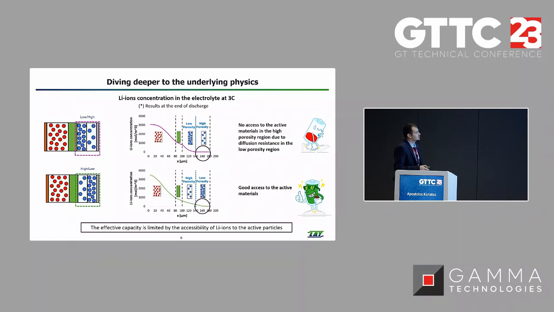Of course, we have not answered yet why the high-low design is better than the low-high. And in order to do this, we have to check the lithium ion concentrations in the electrolyte at 3C rate. So in the first case of the low-high design, we can see here the lithium ion concentrations in the electrolyte and throughout the whole electrode pair thickness.